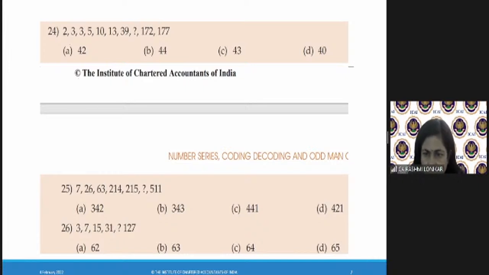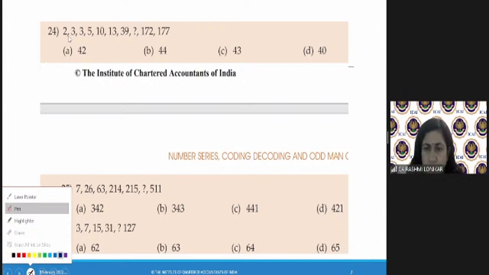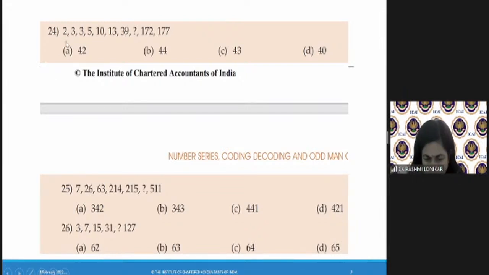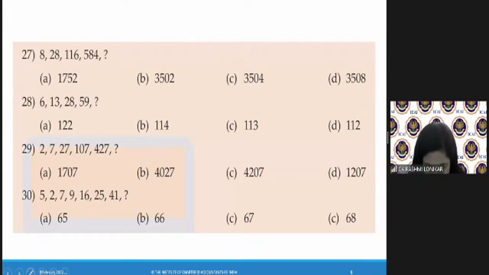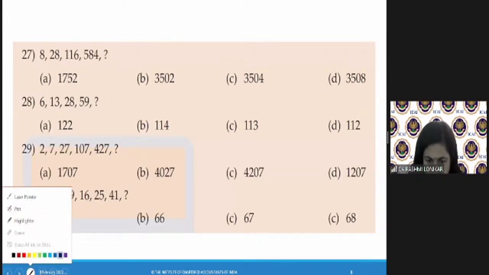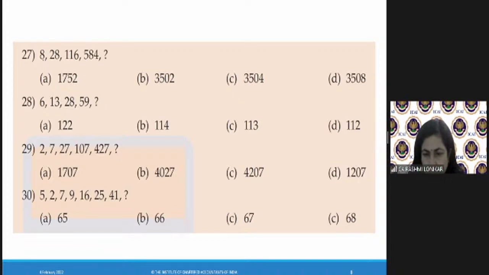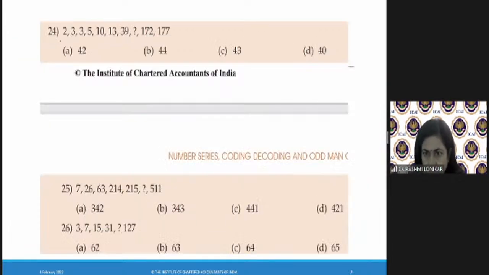Now let me see. How much is this difference? This difference is 1, 3 minus 2. Okay. How much is this difference? 3 minus 2 is 1. Then this difference is 0. 3 minus 3 is 0. Let us take two numbers. Let us take pairs and see.